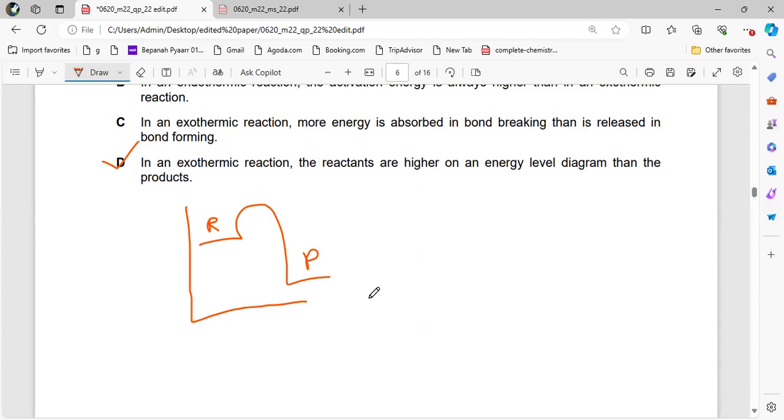So this is an energy pathway diagram for an exothermic reaction, where the reactants are at a higher energy level and the products are at a lower energy level. Okay. And very little energy, less activation energy, is required. Only this much. Okay.